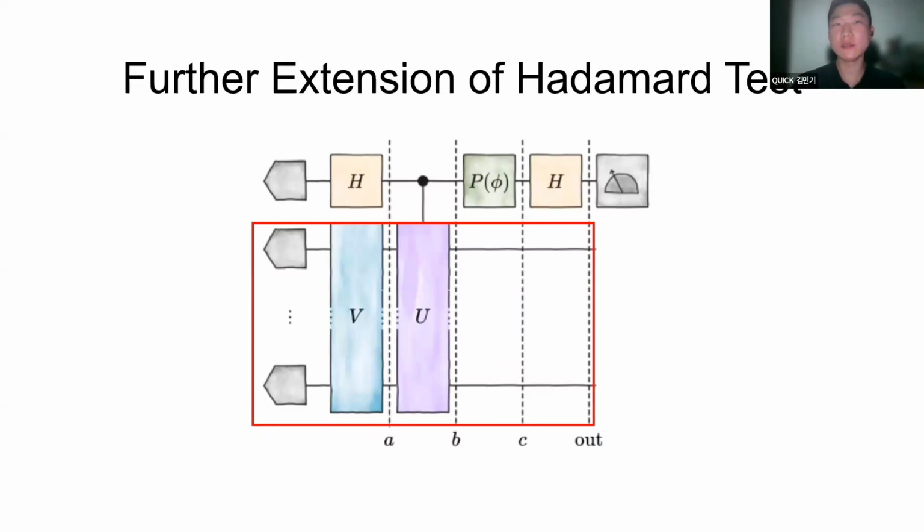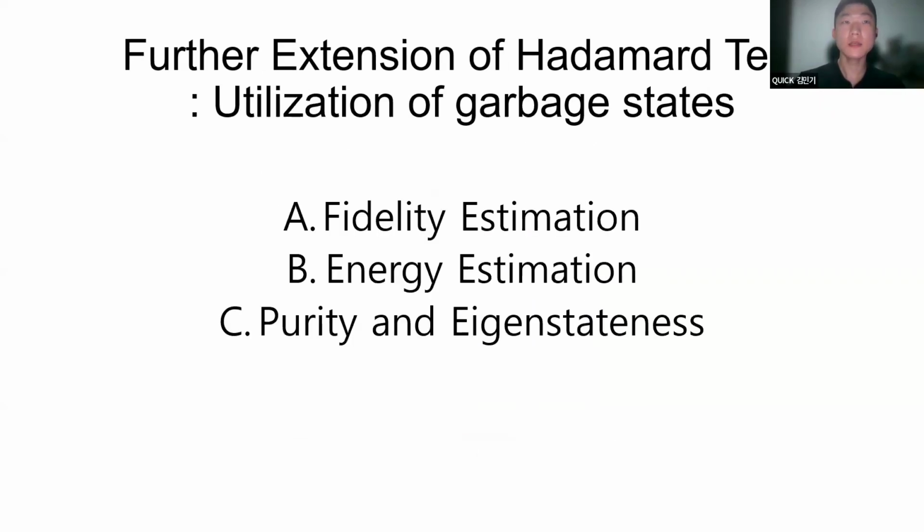However, the author thought these states can also be utilized, allowing us to extract further information in a direct manner. The idea is that we can extract some useful information in the shadow of classical physics. There are three possibilities suggested in the paper for the utilization of system register states. A, using system register measurement for fidelity estimation. B, using system register measurement for energy estimation. And lastly, C, using system register measurement for purity and eigenstates.